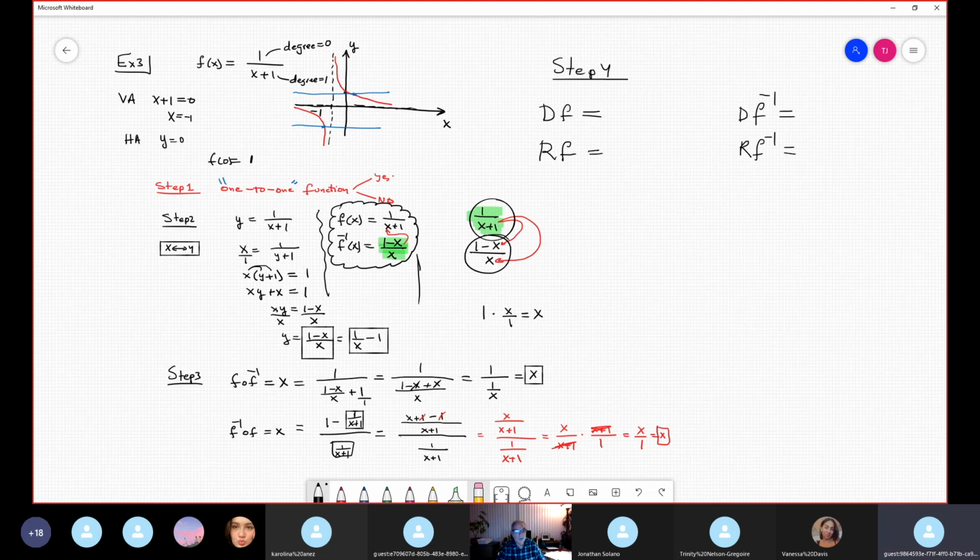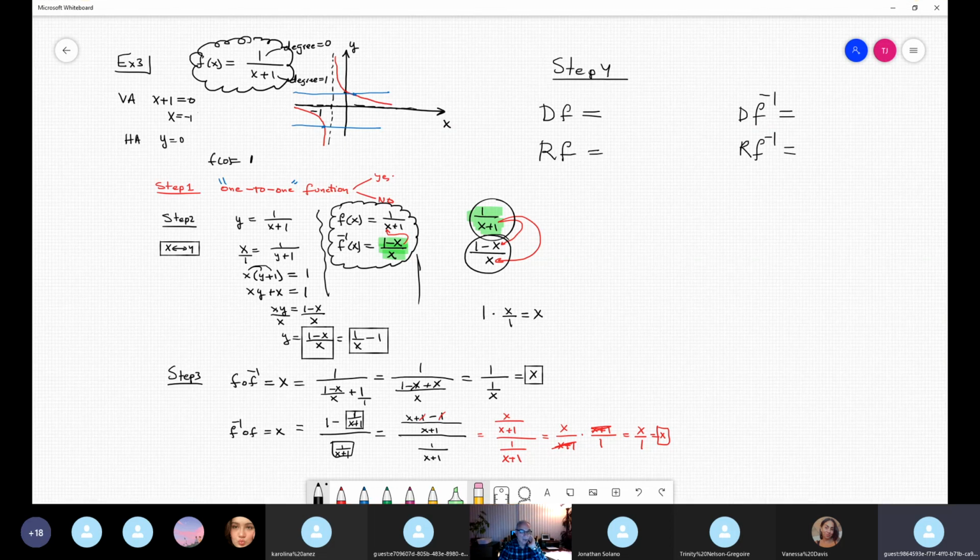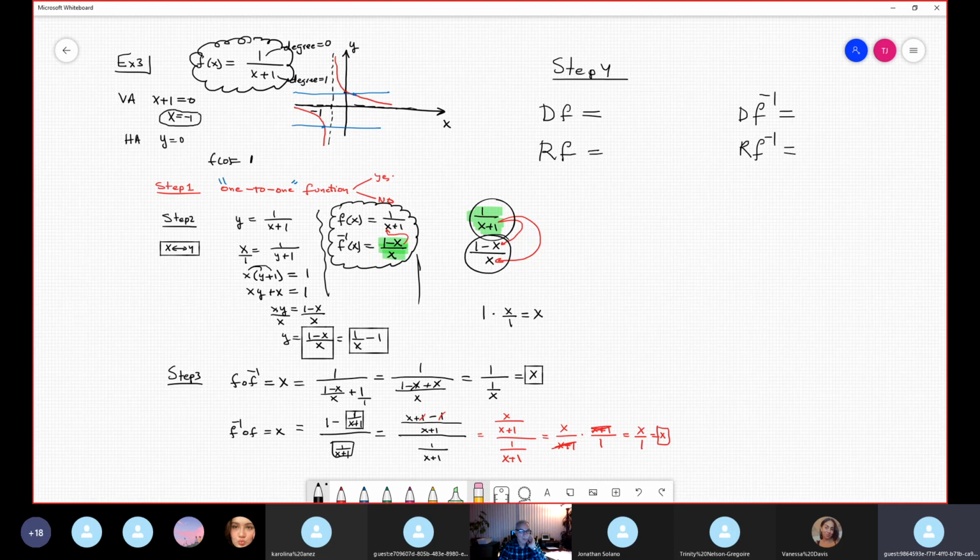Okay, what is the domain of the original? Wow, look at that. This is the original. And I discover when I try to do the graph that we have a vertical asymptote at -1. So now my domain is all real numbers.